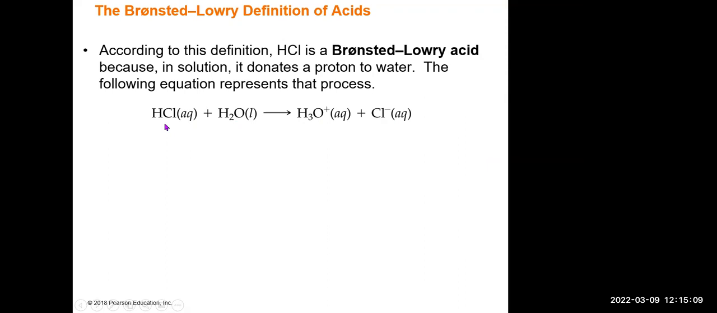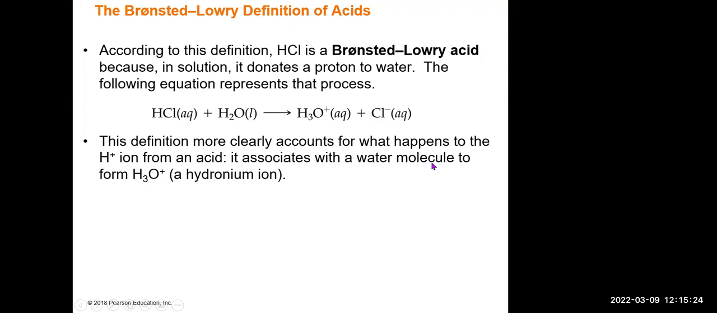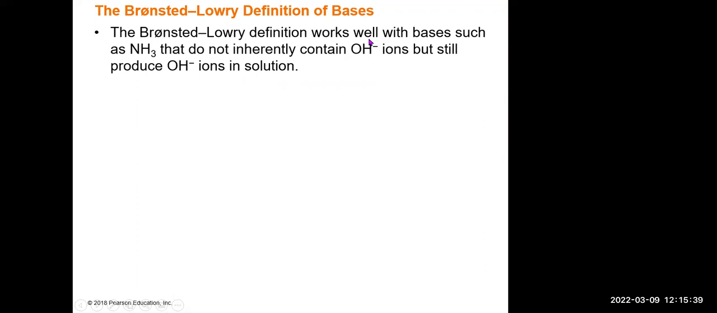So in this process, going from left to right, you can see this HCl donating the H plus, or losing the H plus. Therefore, we say HCl is the acid. This definition more clearly accounts for what happens to the H plus ion from an acid. It associates with a water molecule to form H3O plus, a hydronium ion. The Brønsted-Lowry definition works well with bases such as NH3 that do not inherently contain the hydroxide ion but still produce hydroxide ion in solution.